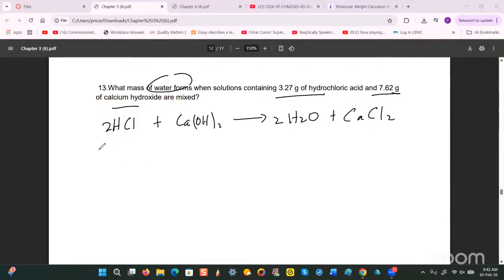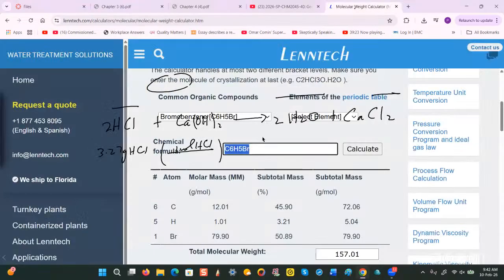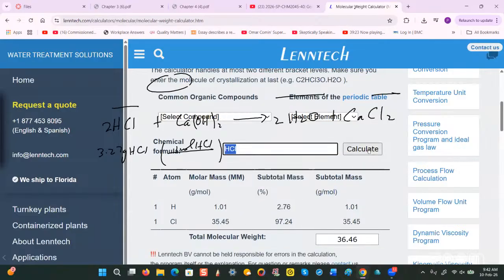So we're gonna start with the 3.27 grams of HCl. Again, you have to convert it to moles, so 1 mole of HCl, and down here, the molar mass of HCl. Okay, so 36.46 would be the molar mass of HCl, so 36.46 grams of HCl.